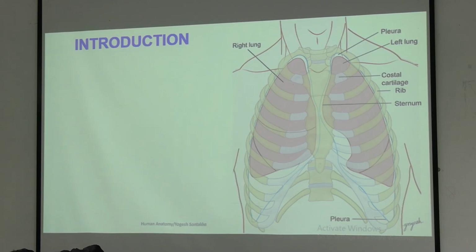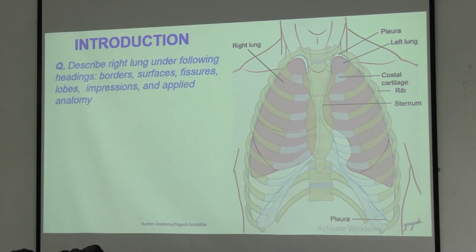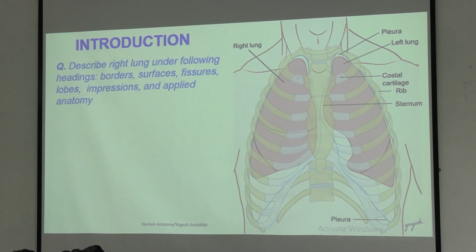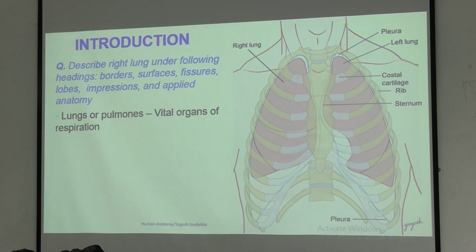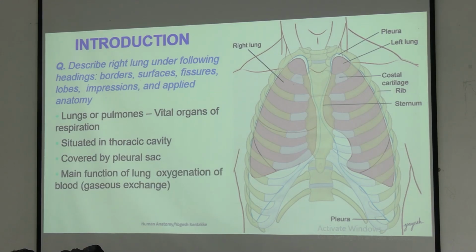Now, describe the right lung under the following headings: borders, surfaces, fissures, lobes, impression and applied anatomy. Lungs or pulmons, vital organs of respiration, situated in the thoracic cavity, covered by pleural sac. Main functions of lung: oxygenation of blood, gaseous exchange. Space between the right and the left pleural sac is mediastinum.